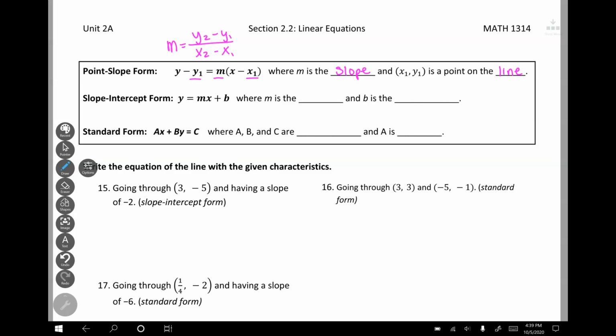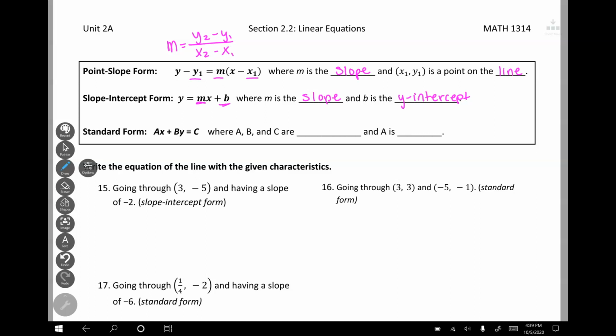Slope-intercept form, that's your y equals mx plus b, where m again is the slope, and b is the y-intercept. Again, obviously named because you can see the slope and the y-intercept just by looking at the equation.